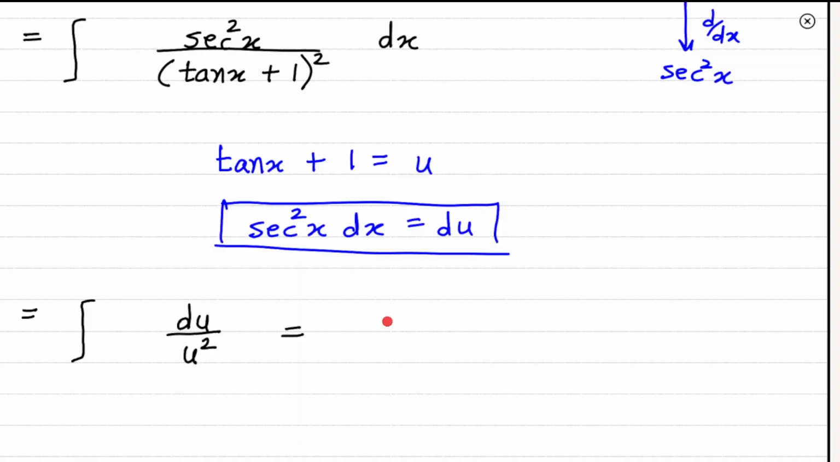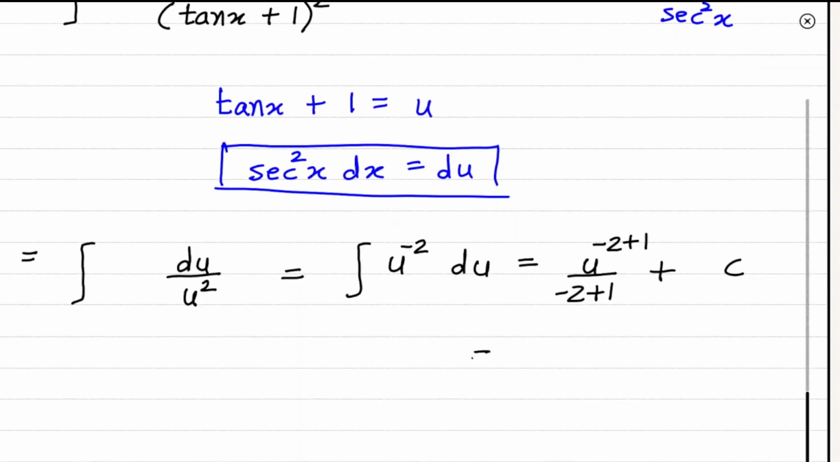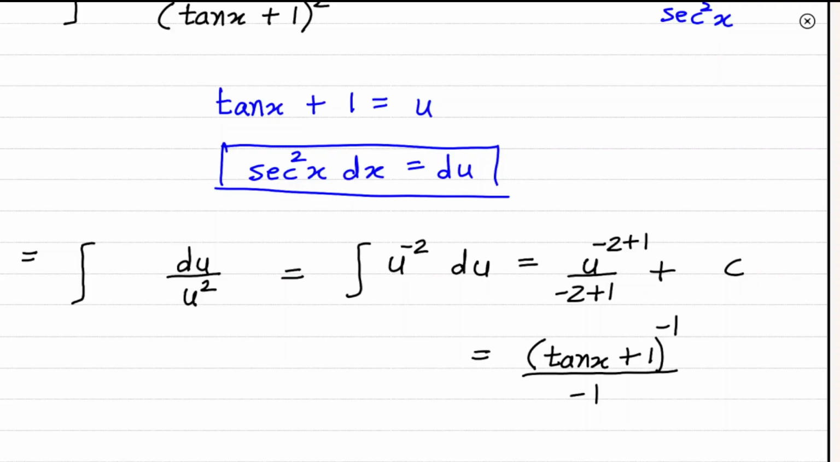Now this is nothing but the integral of u to the power minus 2 du. By the law of exponents, you can just write 1 over u square as u to the power minus 2. And we can just apply the basic power rule of integral and write that as u to the power minus 2 plus 1 divided by minus 2 plus 1. Let's add the constant of integration c. I hope that makes sense. We know we can convert it back to the x world. We know u is nothing but tan x plus 1. So you can write it as tan x plus 1 to the power minus 2 plus 1, which is minus 1, divided by minus 1, plus constant of integration. See, and this is really your final result.